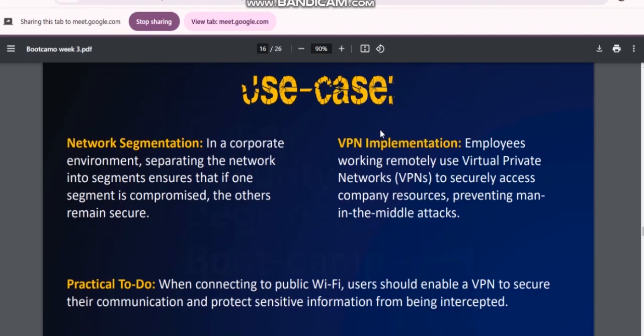Then practical work to do. When connecting to public Wi-Fi, users should enable a VPN to secure their communication and protect sensitive information. Most hotels have free Wi-Fi, and most times when people see free Wi-Fi, they are eager and very fast to connect their device and use it. Most of those connections are not secure.